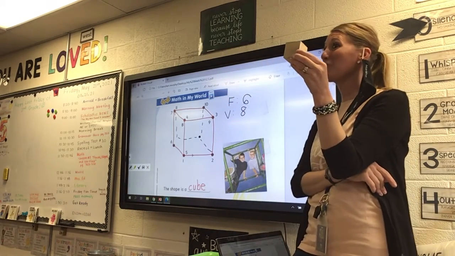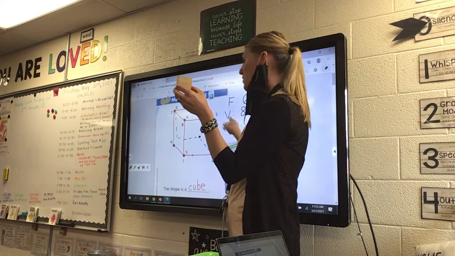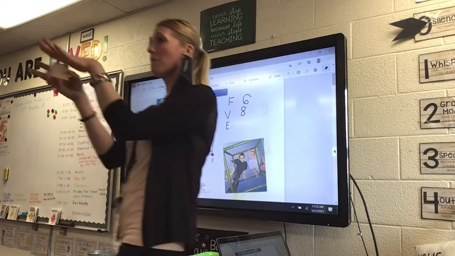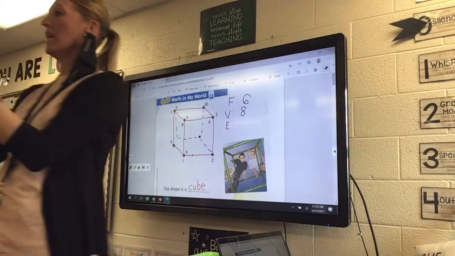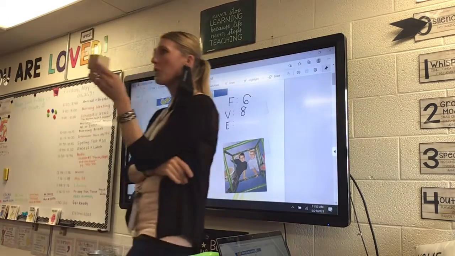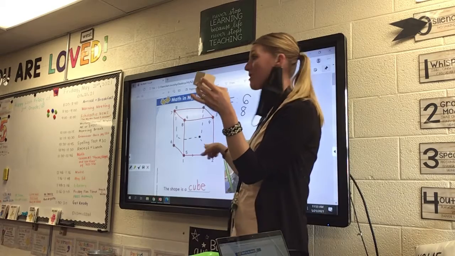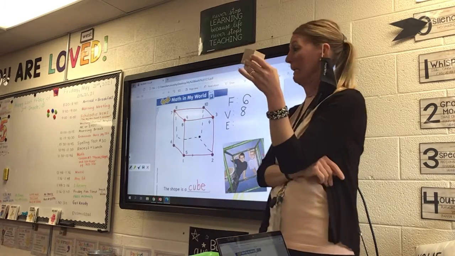Okay, now this is the tricky part. Let's put an E for the edges. So remember, the edges are where the sides or the faces come together, just like the edge of your desk. So can you count? Maybe count your lines, and maybe these dash lines too, you need to count.